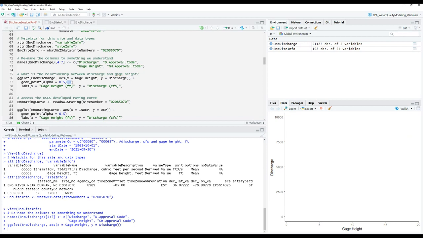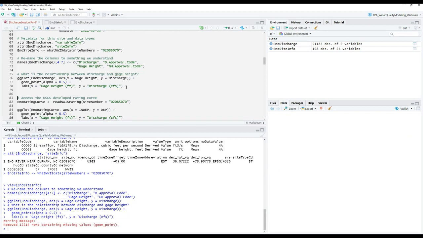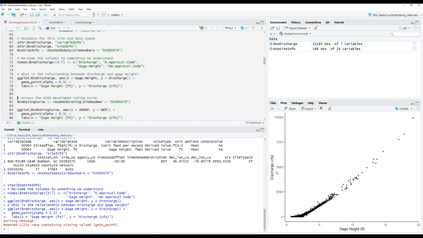Let's keep going with another plus. And then we can say, let's add some labels. So in this case, these are informative labels, but maybe we'd like to put our units on there. So we can say we'd like the x-axis to be gauge height in feet, and then the y-axis to be discharge in cubic feet per second. Again, optional, but makes our graph look a little bit nicer.